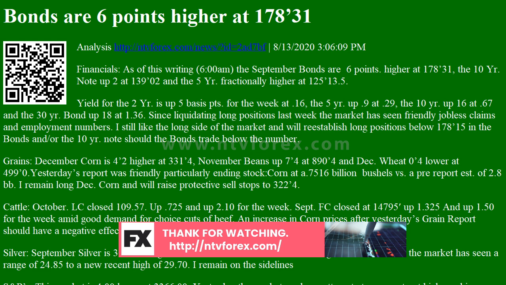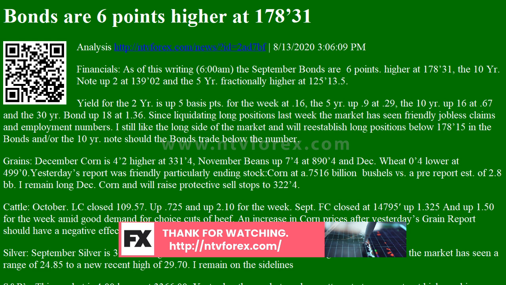Since liquidating long positions last week, the market has seen friendly jobless claims and employment numbers. I still like the long side of the market and will re-establish long positions below 178A15 in the bonds and or the 10-year note should the bonds trade below the number. Grains: December corn is 4A2 higher at 331A4, November beans up 7A4 at 890A4 and December wheat 0A4 lower at 499A0. Yesterday's USDA report was friendly, particularly ending stock corn at 2.716 billion bushels versus a pre-report estimate of 2.8 billion. I remain long December corn and will raise protective sell stops to 322A4.